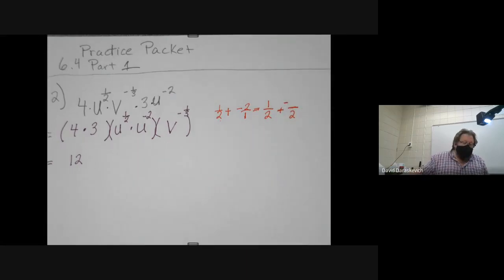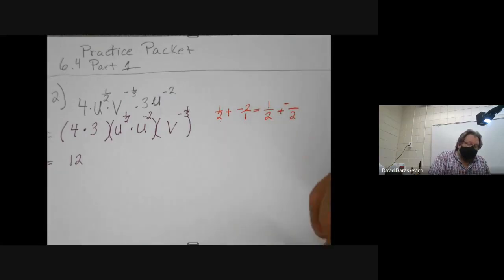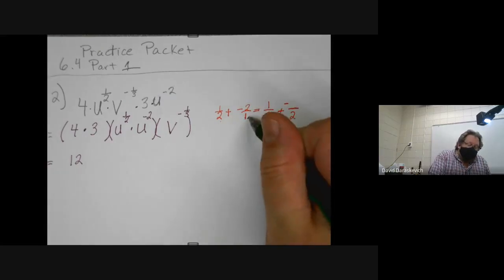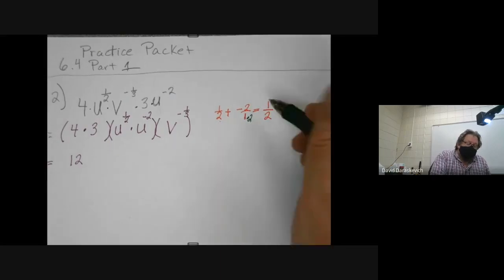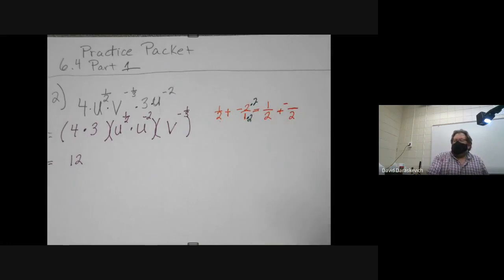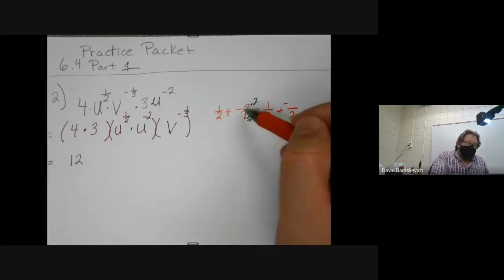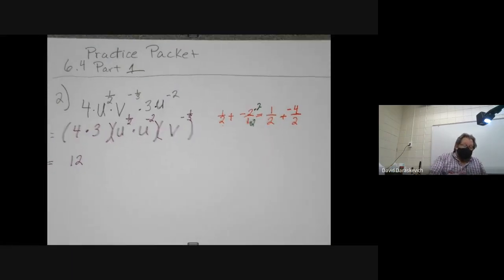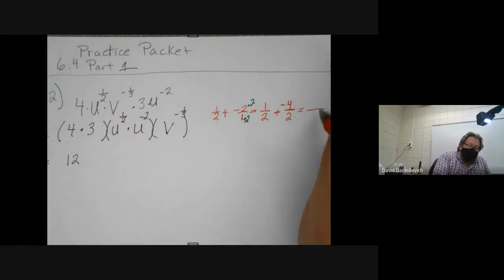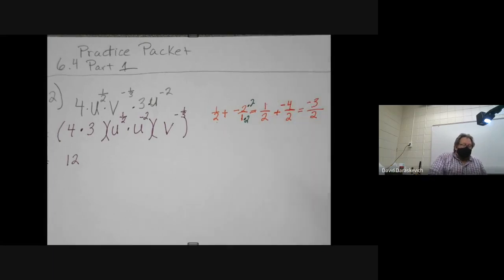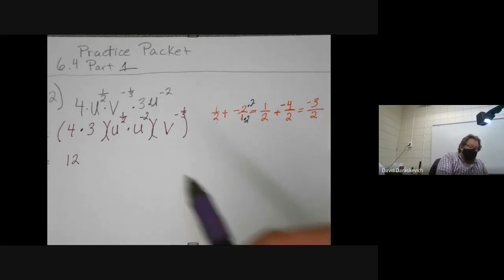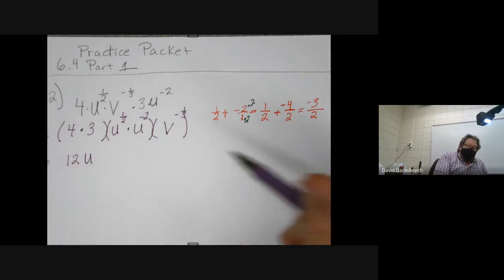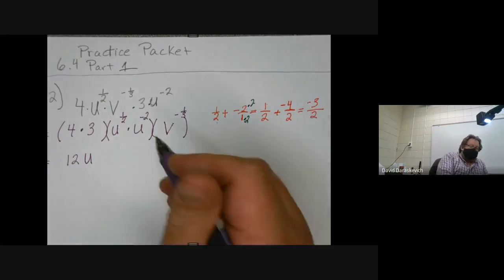But this fraction I have to change. To make that 1 a 2, I had to multiply it by 2, which means I have to multiply that numerator by 2. So I got negative 2 times 2 is negative 4. Now that I have a common denominator, I combine them, or add or subtract, whatever it is. 1 plus a negative 4, negative 3. So my u ends up having an exponent of negative 3/2.